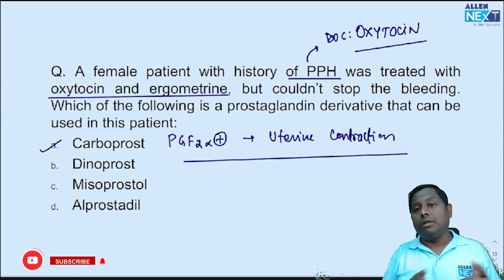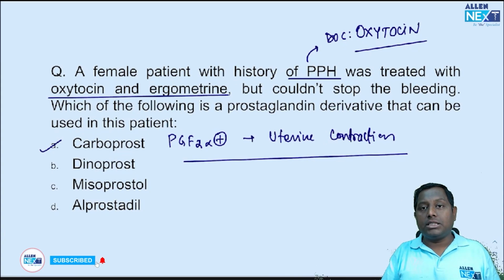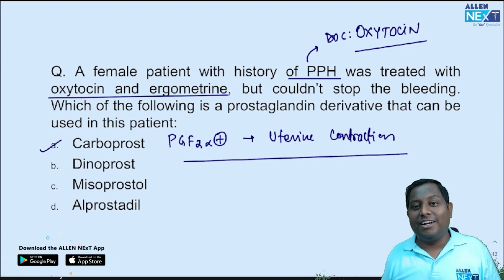Okay. And in January 2023, what they asked was, in a patient with a history of bronchial asthma, which of the following drugs will not be used?